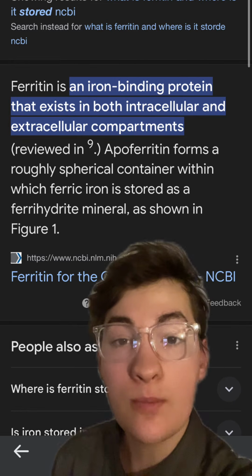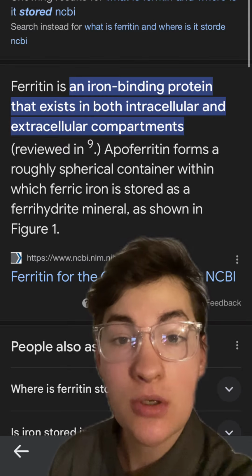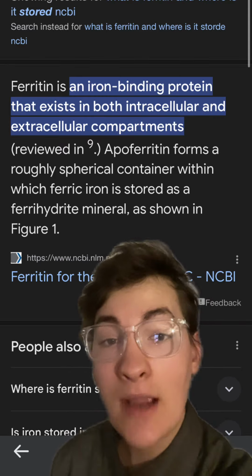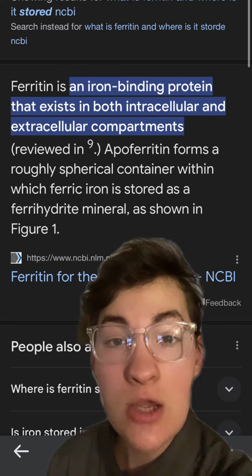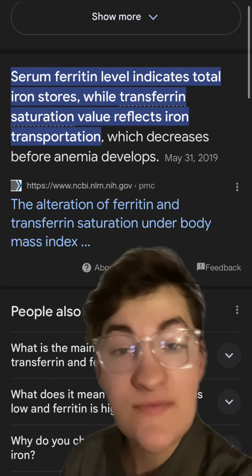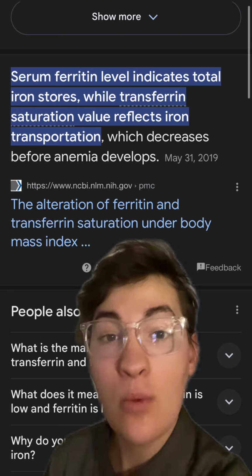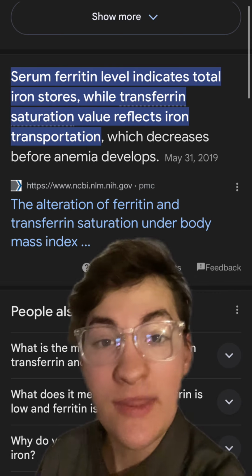To understand this a little better, it's important to know that ferritin is a marker of our iron storage. It's a protein that contains iron found mostly inside of our cells, but can also be found and measured within the bloodstream. Transferrin and how much iron is bound to transferrin is our best reflection of how much iron is found and usable within the bloodstream.